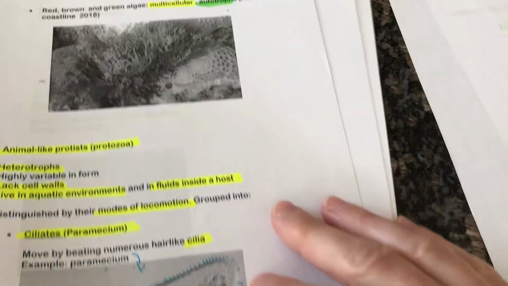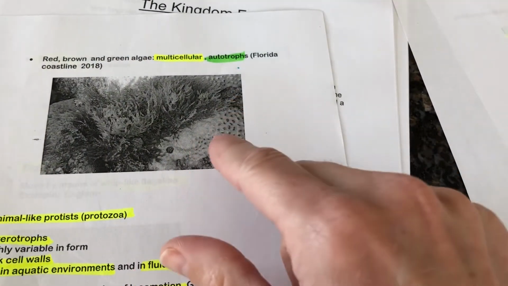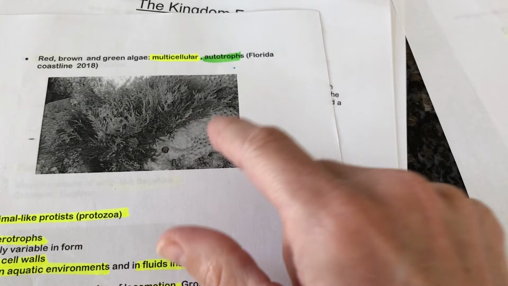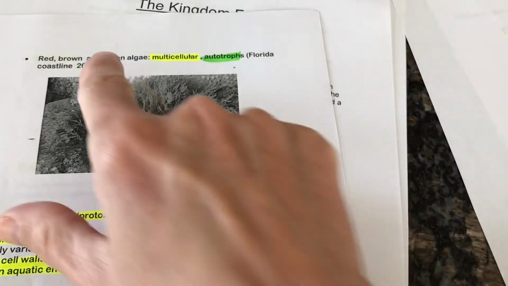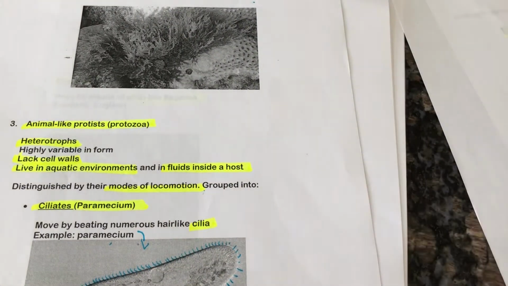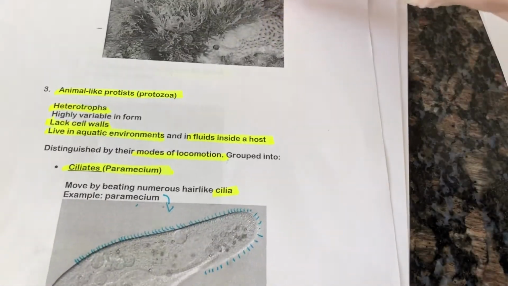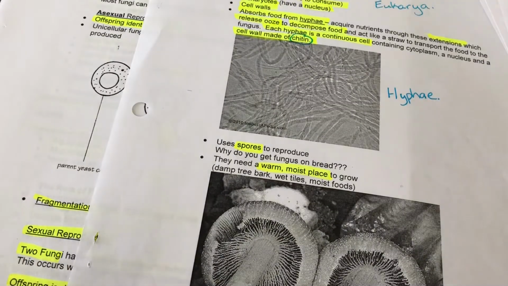And then you have your algae: red, brown, green algae. Remember, these guys are the closest relative to plants, so we believe that plants came from green algae. And then you have your animal-like protists, which are classified according to how they move. You're going to find all those different points as you go through this note. So this note is important for your LMS quiz.